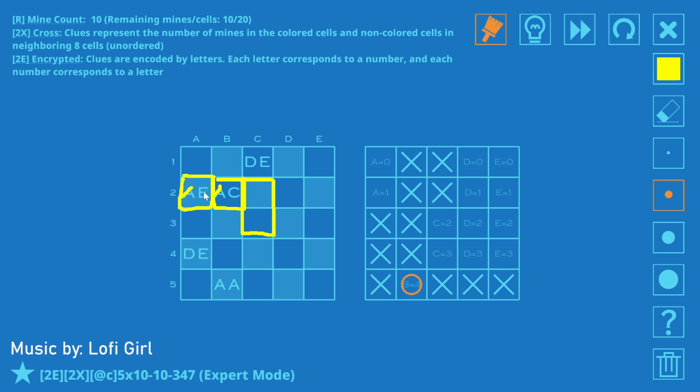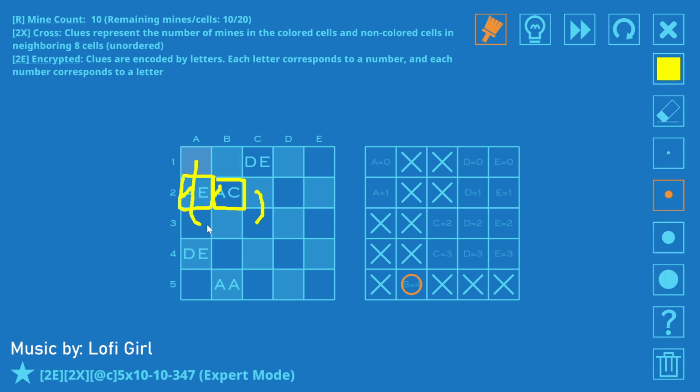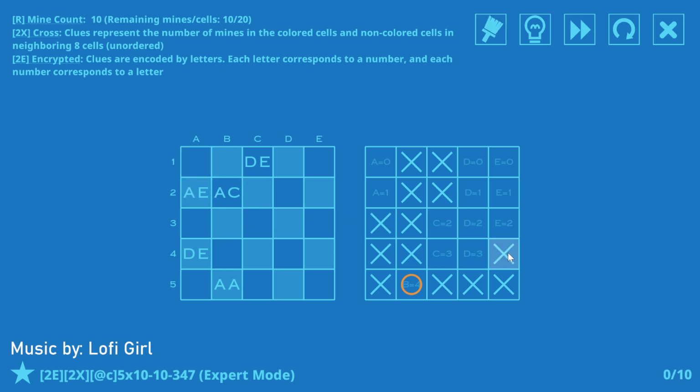But C can't be equal to E because they must be different values by encrypted. So C has to be at least 1 larger, which means that firstly there has to be at least 1 mine here so that C is larger than E. And that also means that E can't be as high as a 3. Because if E was as high as 3, C would have to be higher, which isn't possible. And I guess we also know that because there is no way you can fit 3 of any color in here. So E can't be 3. That leaves D or C to be 3.